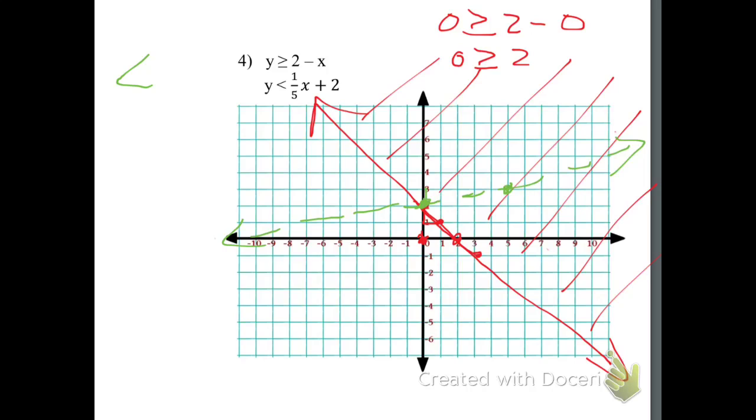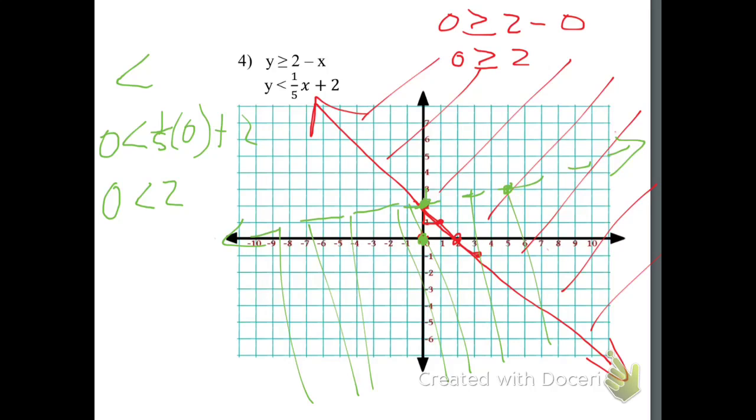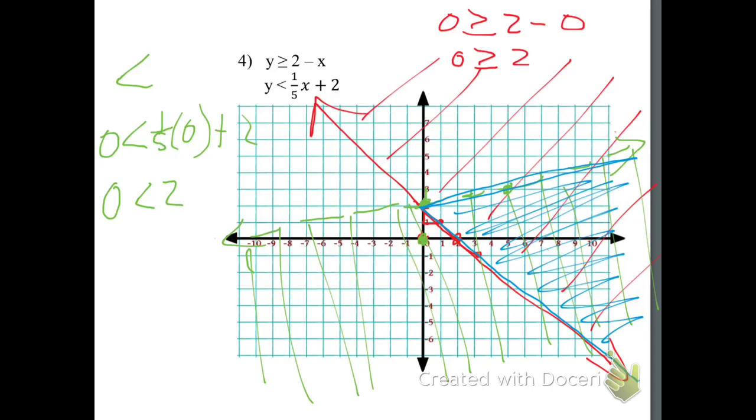And I need to decide which side gets shaded. So I'm going to pick the point below my graph, which is 0, 0. Is 0 less than 1/5 of 0 plus 2? Well, 1/5 of 0 is 0, so if you do 0 plus 2, your right side is just 2. 0 is less than 2, so I'm going to shade this way. So if you notice, there's a part of the graph that got shaded twice. It's right here. This section here got shaded twice. So that part is part of the solution. The end.